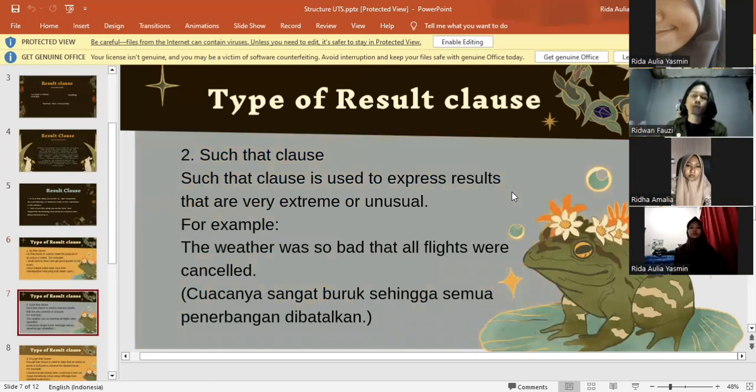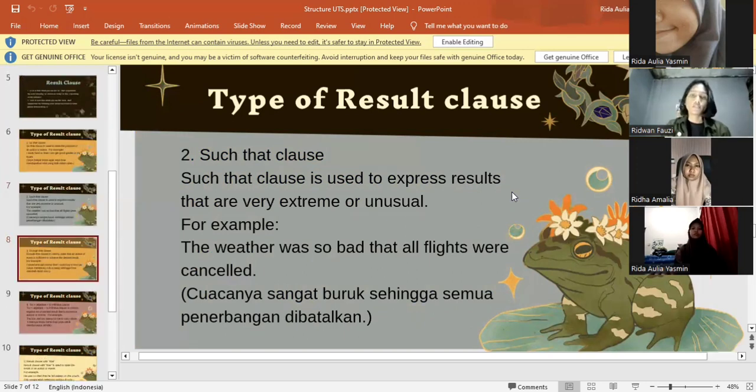Point number two, the such that clause. The such that clause is used to express results that are very extreme or unusual. For example, the weather was so bad that all flights were cancelled.